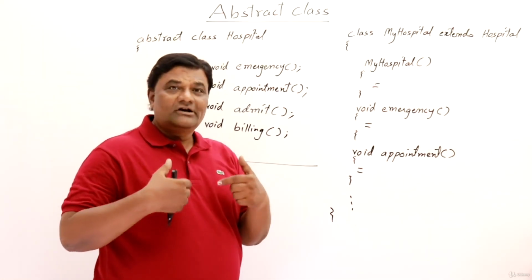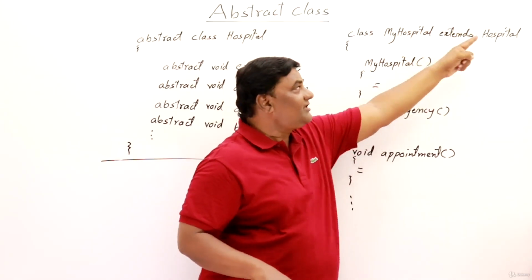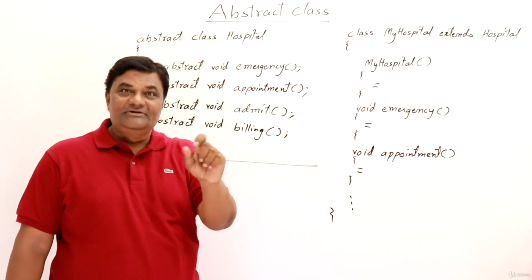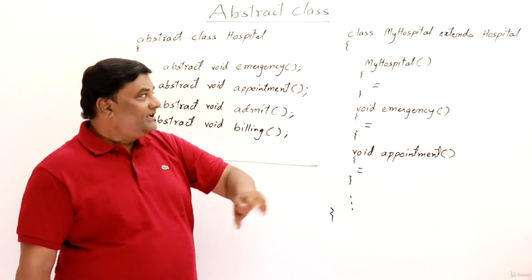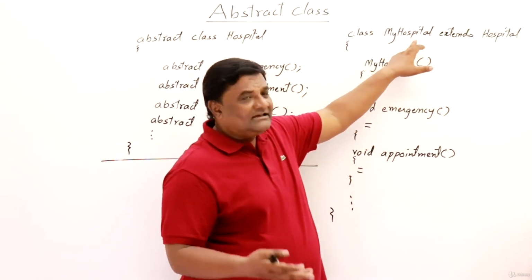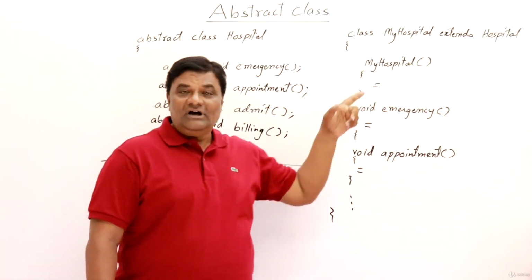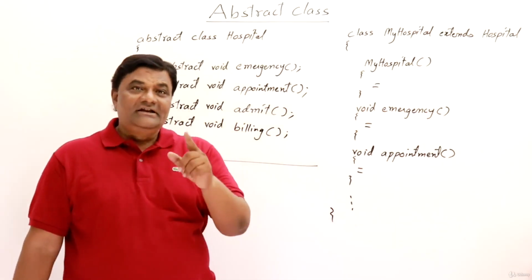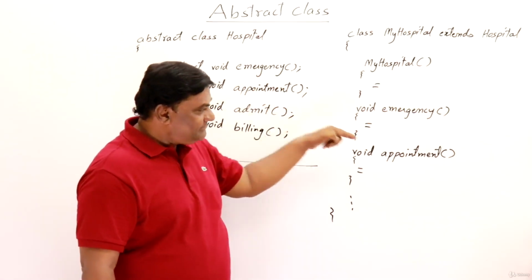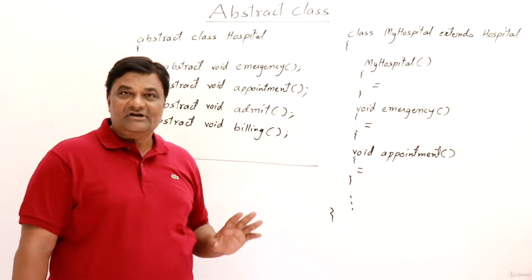Now, I want to open a hospital, then this is my class. It must inherit from Hospital, only then people will call it a hospital. Then it will be recognized as a hospital. When I inherit my class from this Hospital class, my class will also become abstract because this is abstract. But I am opening a real hospital, so I should make it concrete. What am I supposed to do? Override all these methods. It becomes compulsory for me. If I don't override, then my class is also abstract.